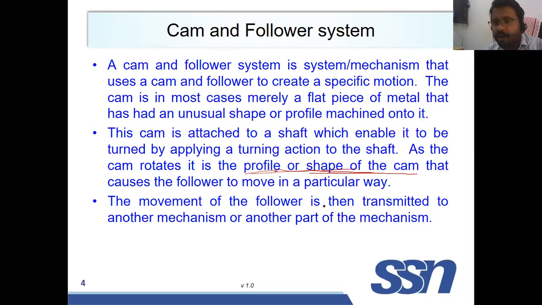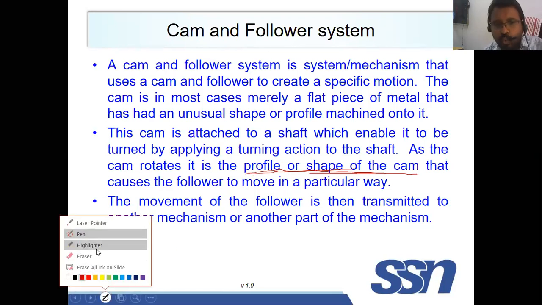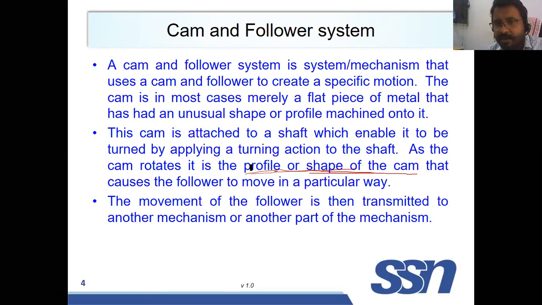The movement of the follower is then transmitted to another mechanism and another part, based on the situation. But here the profile of the cam is what we have to be very particular about. We have to achieve a good profile of the cam. For that only we are going to work out and learn things, because many things are involved.